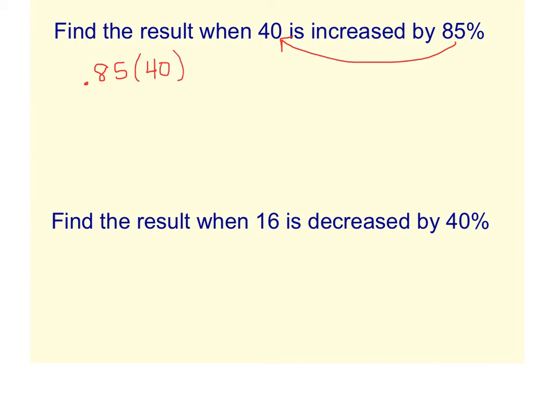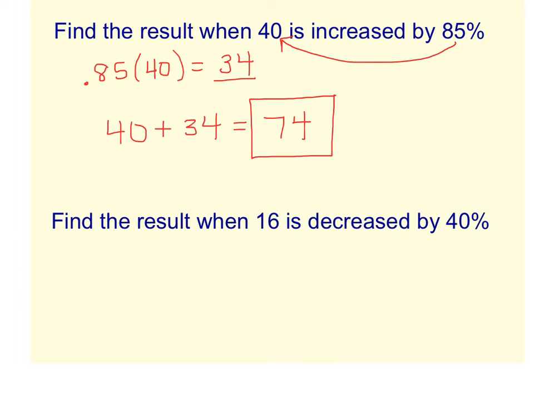Multiply it by 40, and you get 34. So we're saying that 40 is being increased by 85%, and now we know that 85% is 34. So we go back to the 40, and we're going to increase it by 34. That means we're going to add 34. And find the result. Well, the result is 74. It's not 74%, it's just 74. So on this one, the first thing we had to do is figure out what was 85% of the 40 to get started.